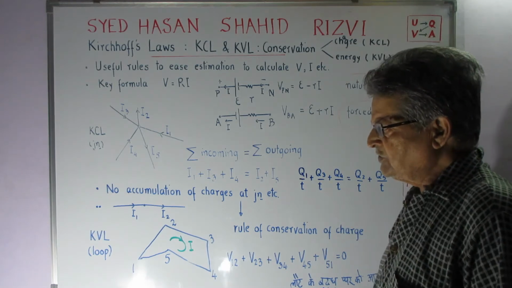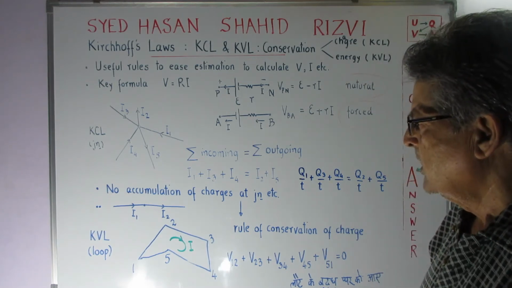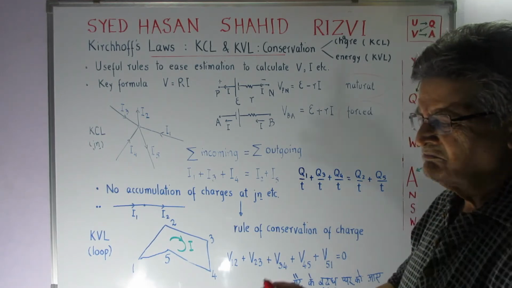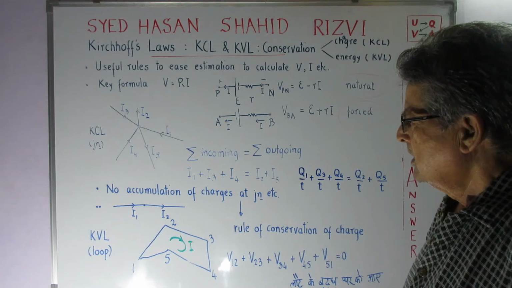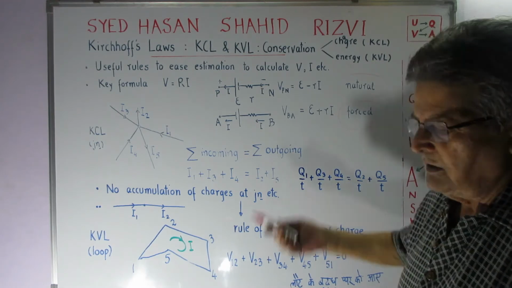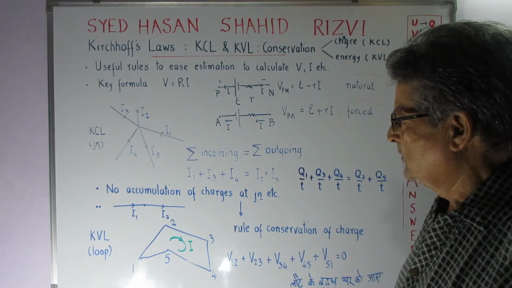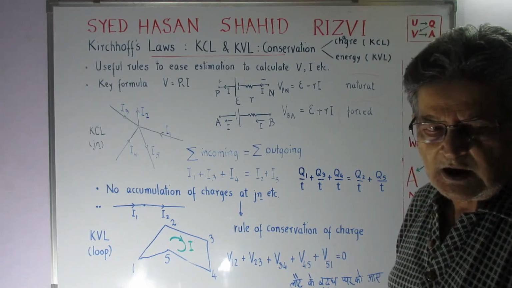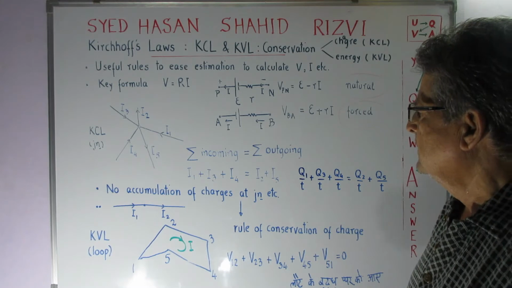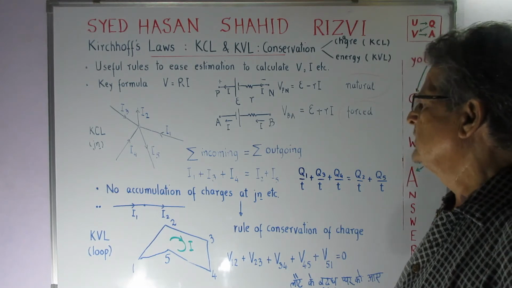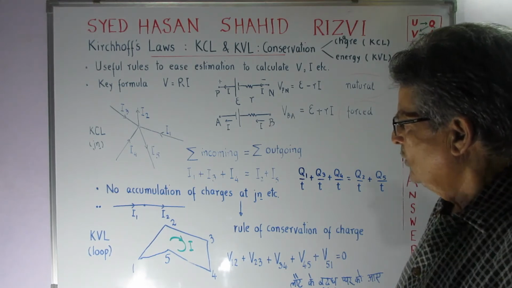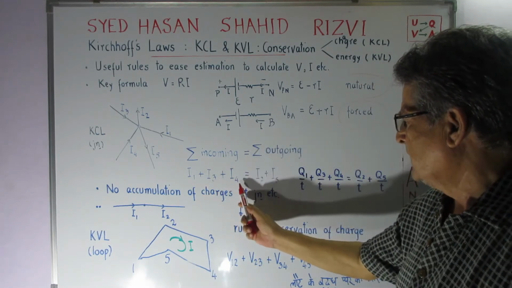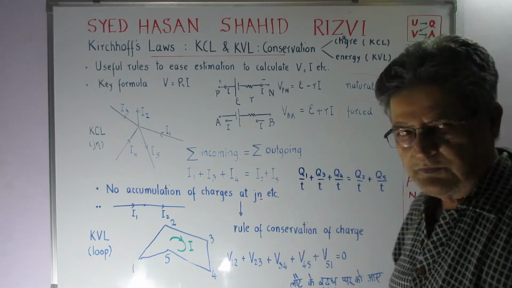Now, the sum of the incoming currents is equal to the sum of the outgoing currents. Which current we'll consider as positive and which current we'll consider as negative? No problem. Whatever you feel good about. But if you brand one as positive, you have to brand the other as a negative. Okay. So, looking at this, I1 plus I3 plus I4 is equal to I2 plus I5.